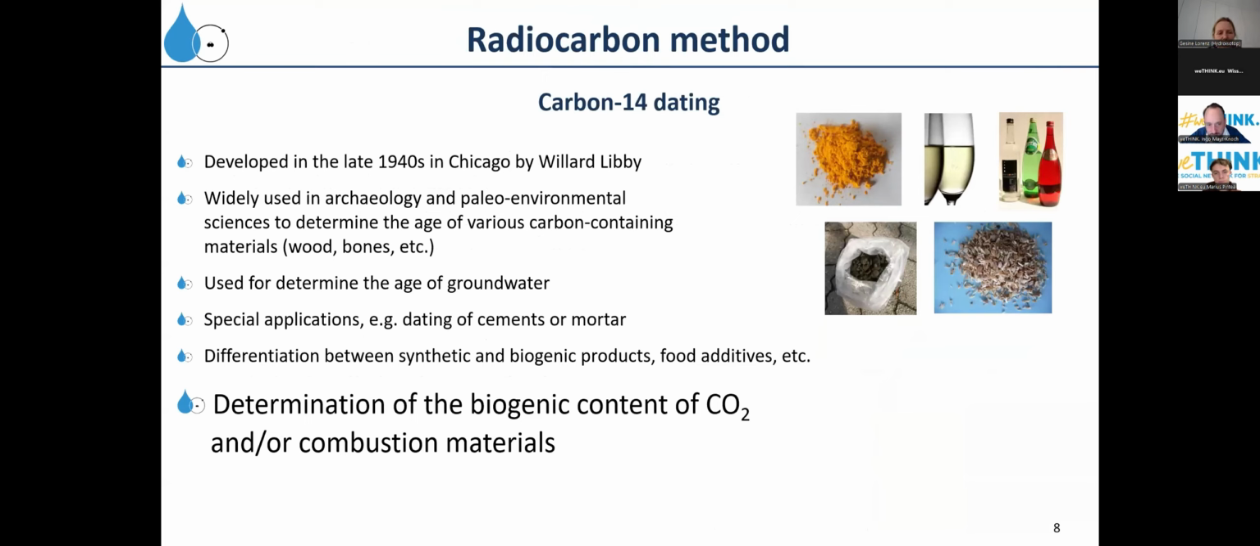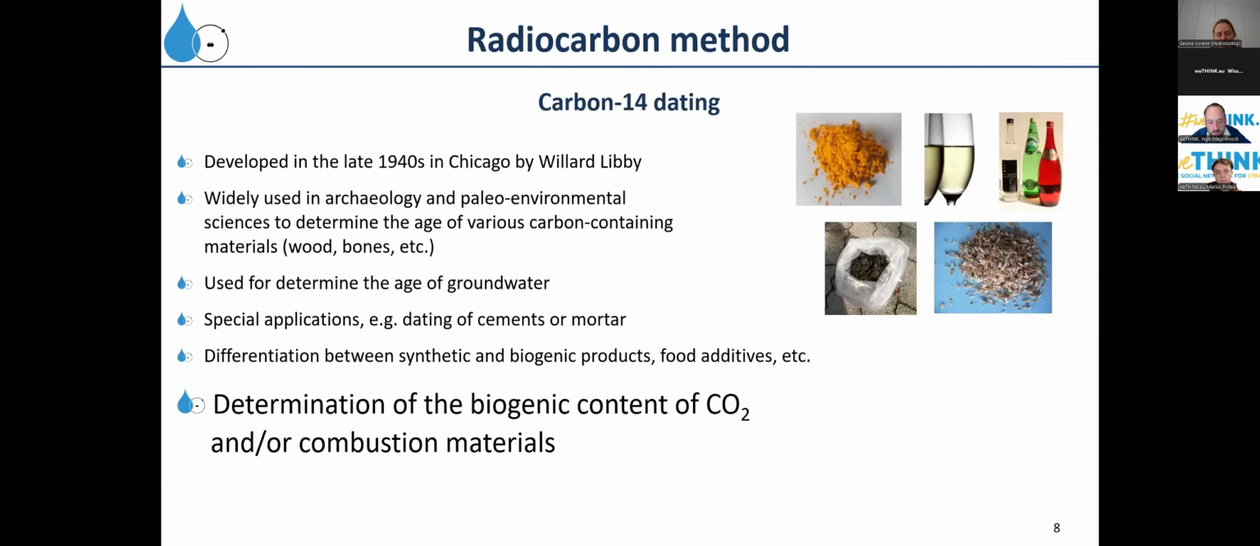Okay, now I will focus on carbon-14 dating or carbon-14 analysis, the radiocarbon method, because it is a very elegant way to differentiate between fossil and renewable carbon. The method was developed in the 1940s in Chicago by Willard Libby. It is widely used in archaeology, where you probably all know about it, and in paleoenvironmental science to determine the age of various carbon-containing materials, wood, bones, whatever you think about.